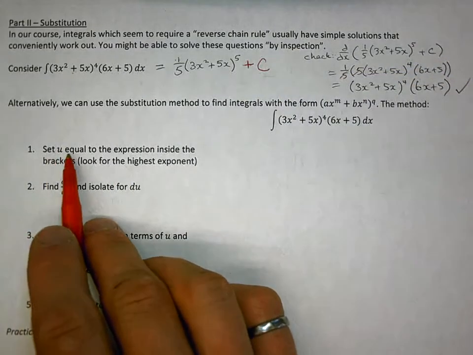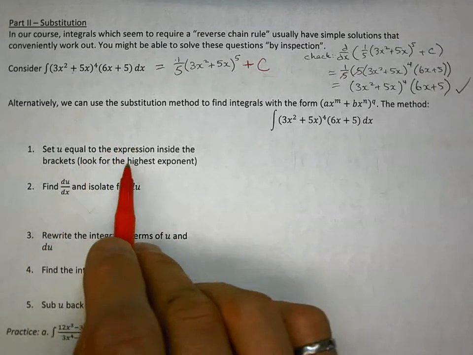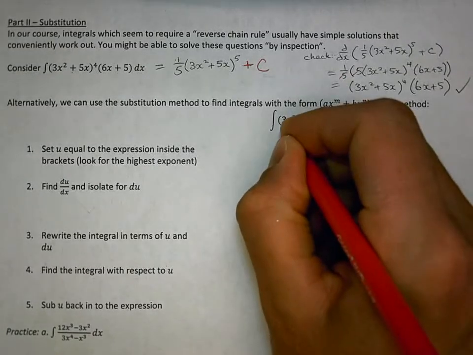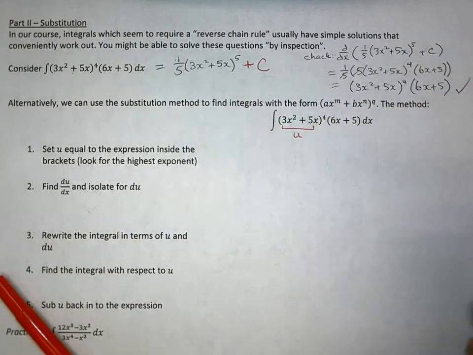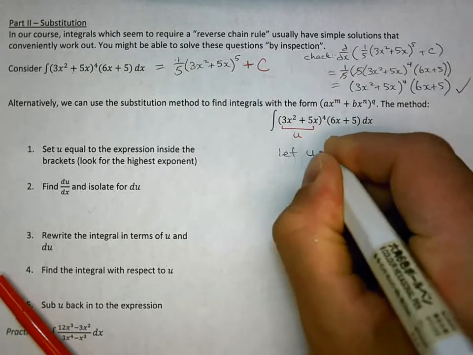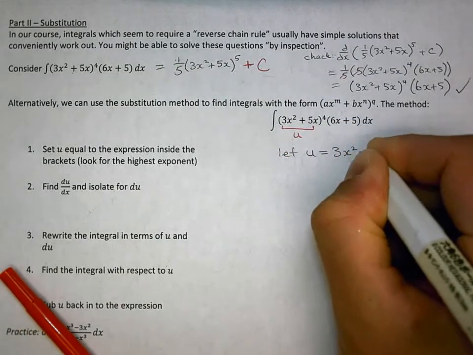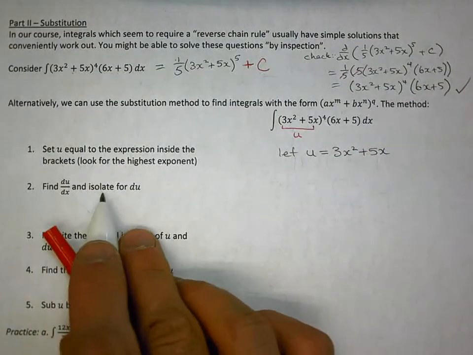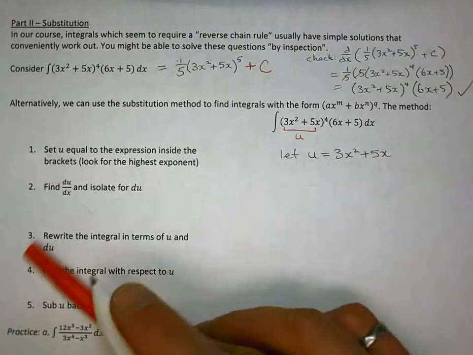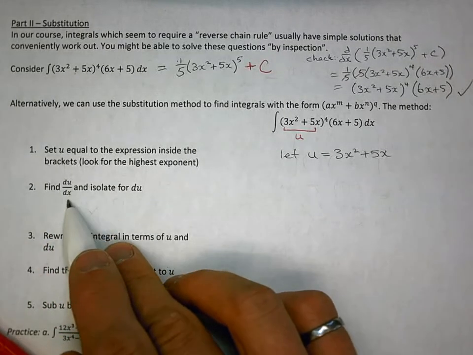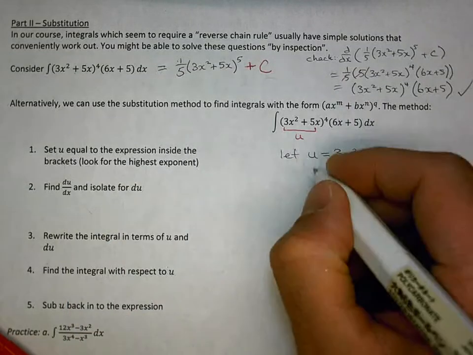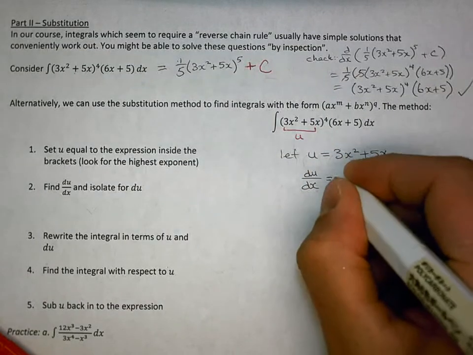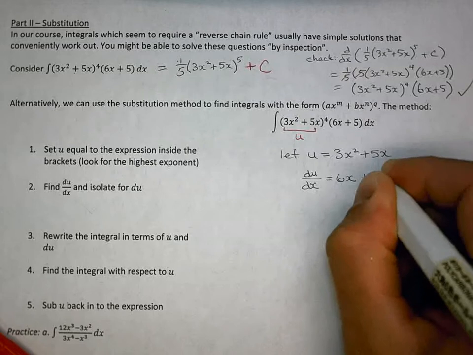So set u equal to the expression inside the brackets. Look for the thing with the highest exponent. Well, here's the highest exponent, 4. So the thing inside the bracket, I'm going to call that u. So we're going to let u equal 3x squared plus 5x. So far, so good. Now, find du/dx and isolate for du. So that means, can you find the derivative of u with respect to x? Oh, and you're like, yes, I love derivatives. So du/dx: deriving this with respect to x gives me 6x plus 5.